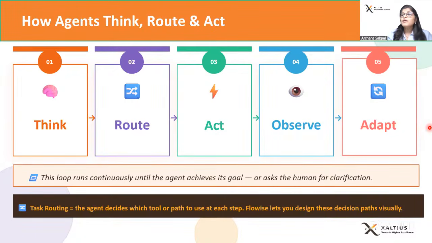Then comes observe, where you're checking the result. After performing the action, the agent checks what happened. For example, did the web search return useful information? Is the relevant information retrieved from the knowledge base? And then finally adapt, which means it adjusts the plan. Now the agent learns from these results and adjusts accordingly. And this is where an agentic AI system becomes really very powerful.